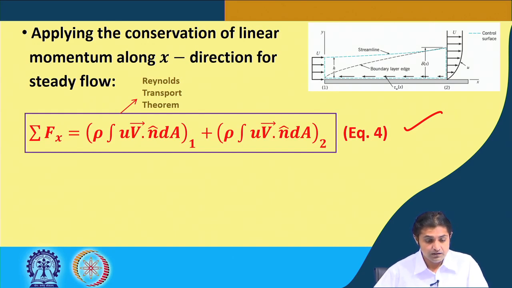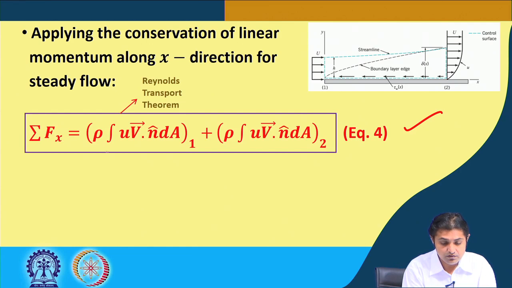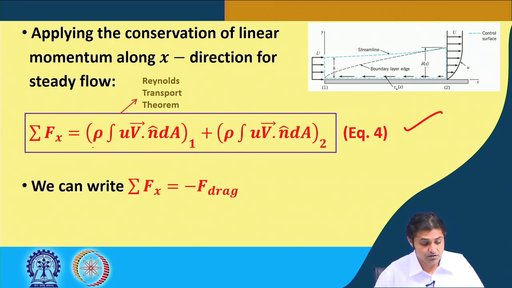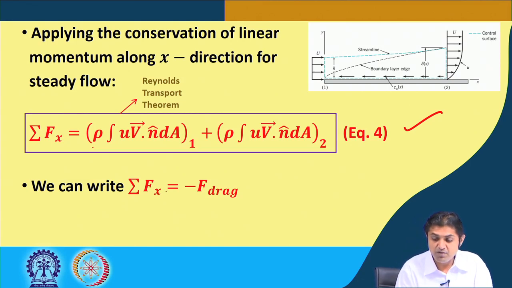All right. So, the conservation of linear momentum along the x direction for the steady flow gives us sigma fx is equal to rho integral u v dot n dA plus rho integral u v dot n dA, that are at two different surfaces. For steady flow, therefore, there is no time variation. We can also write, so sigma fx is equal to minus of F drag.